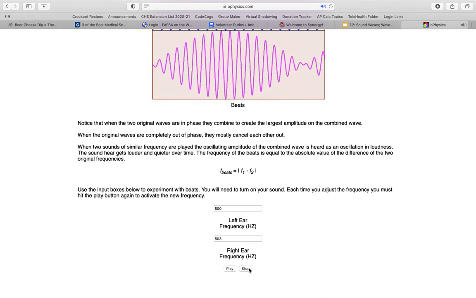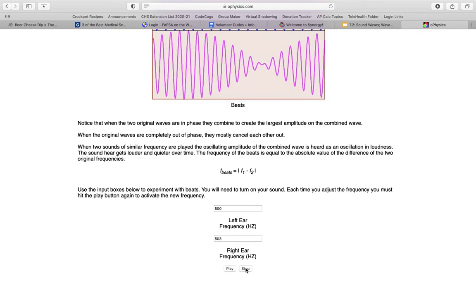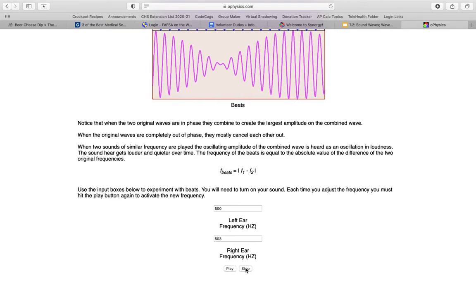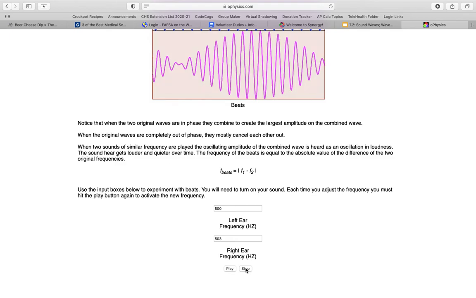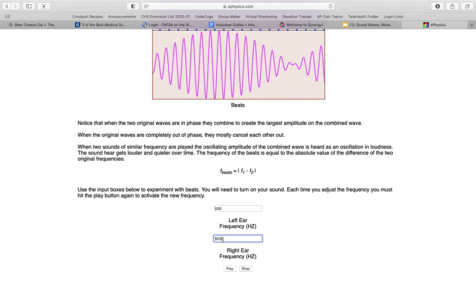So again, you can hear that whoa, whoa, whoa, parts where sound gets louder and parts where it gets a little bit softer.